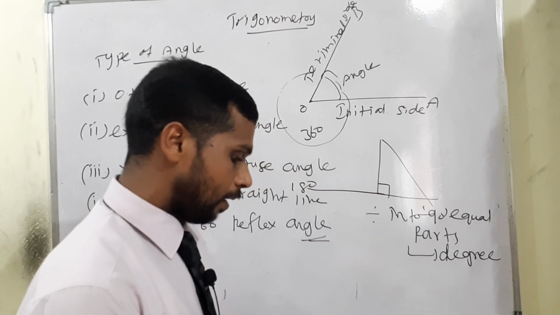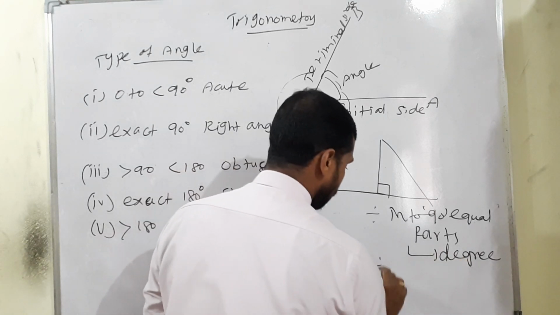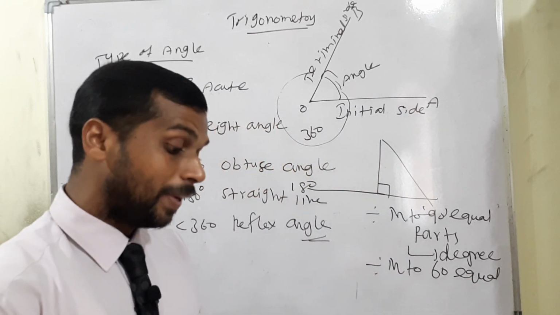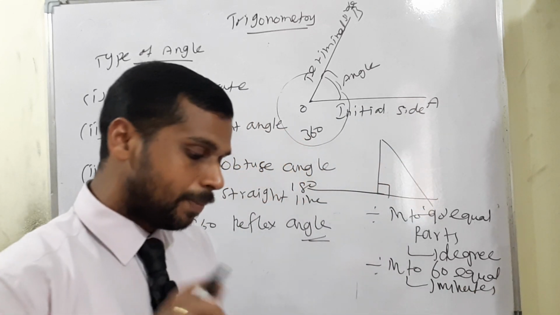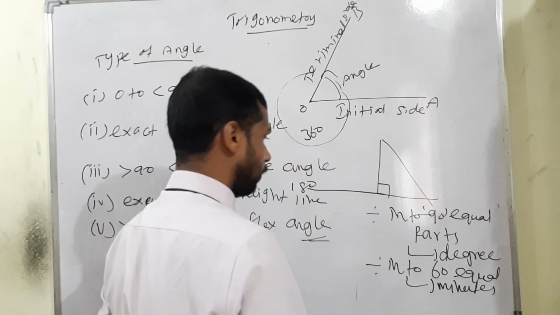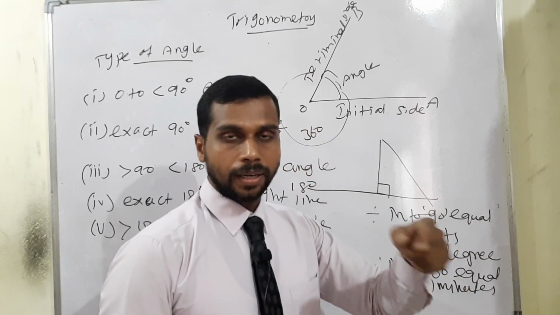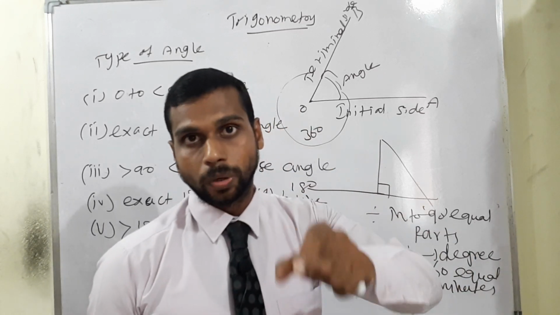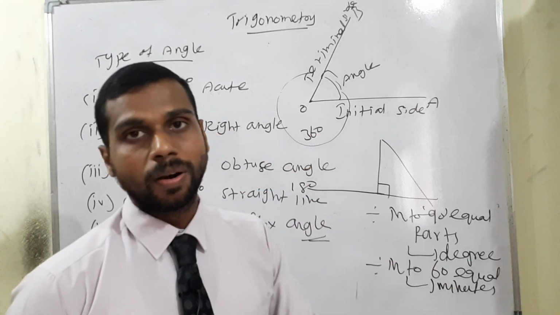At the same time, each degree is divided into 60 equal parts, and that is called minutes. Then each minute is divided into 60 equal parts, and that is called seconds. So degrees, minutes and seconds. How to derive the degree? The right angle divided into 90 equal parts is called a degree. The same degree divided into 60 equal parts is called minutes. The same minute divided into 60 equal parts is called seconds.